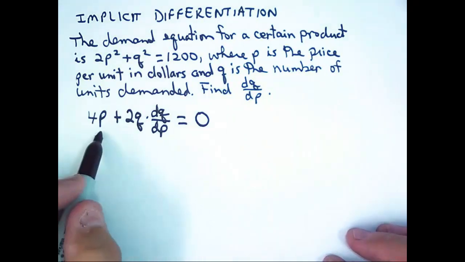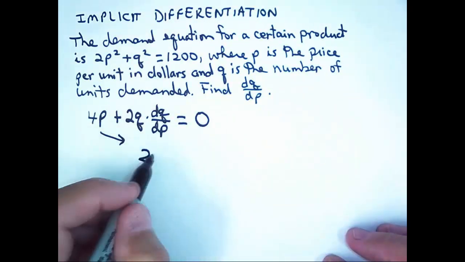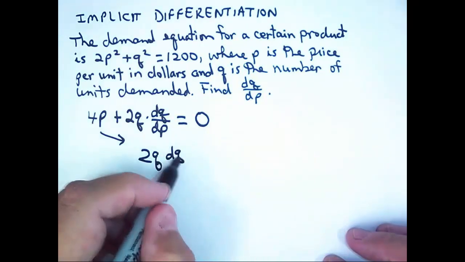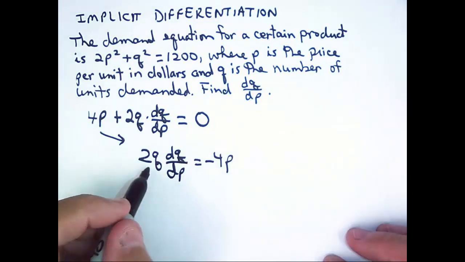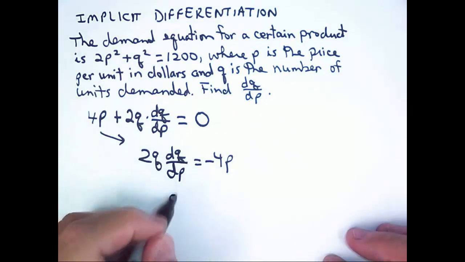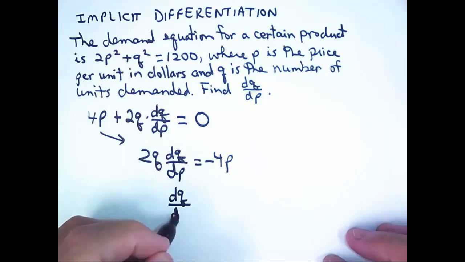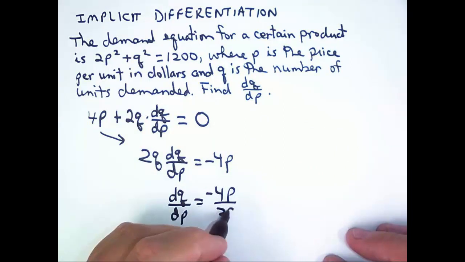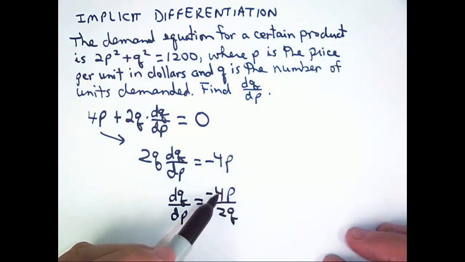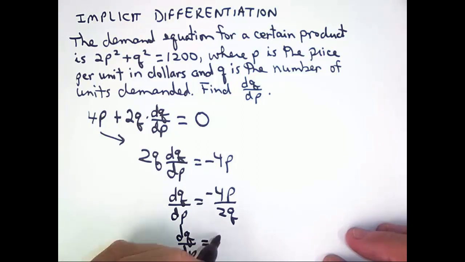Now I'm going to move the 4p over by subtracting, so I'll get 2q times dq over dp is equal to negative 4p, and then divide both sides by 2q, and I get dq over dp is equal to negative 4p over 2q, and of course there's a 2 inside of that 4 as a factor, so I can divide that out. So I get dq over dp is equal to negative 2p over q. And now I have found what they asked me to find.